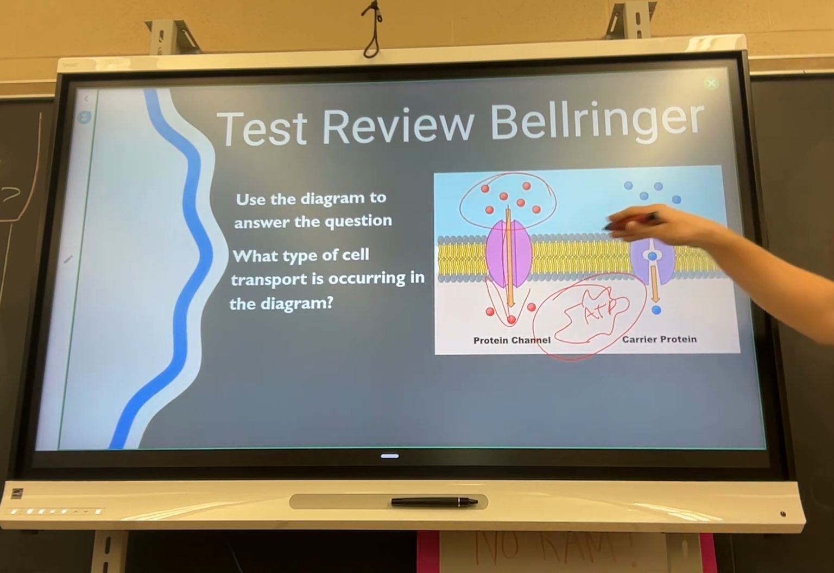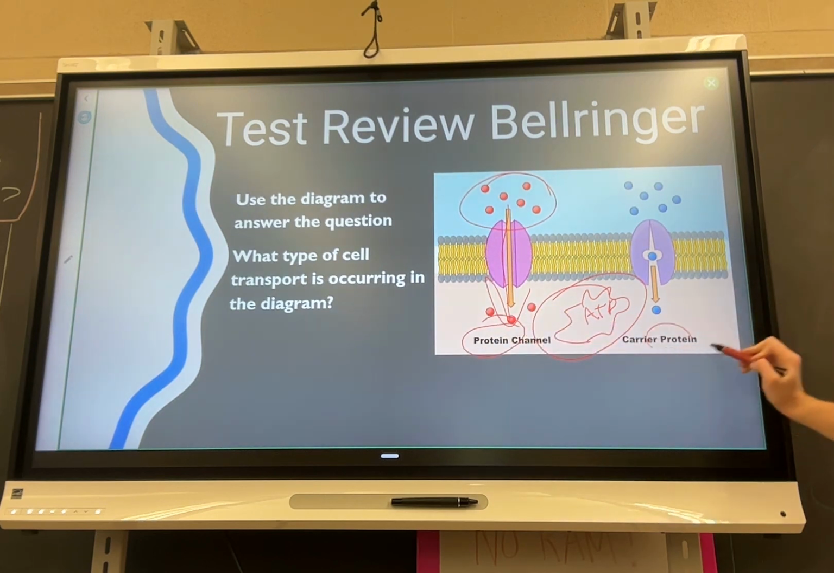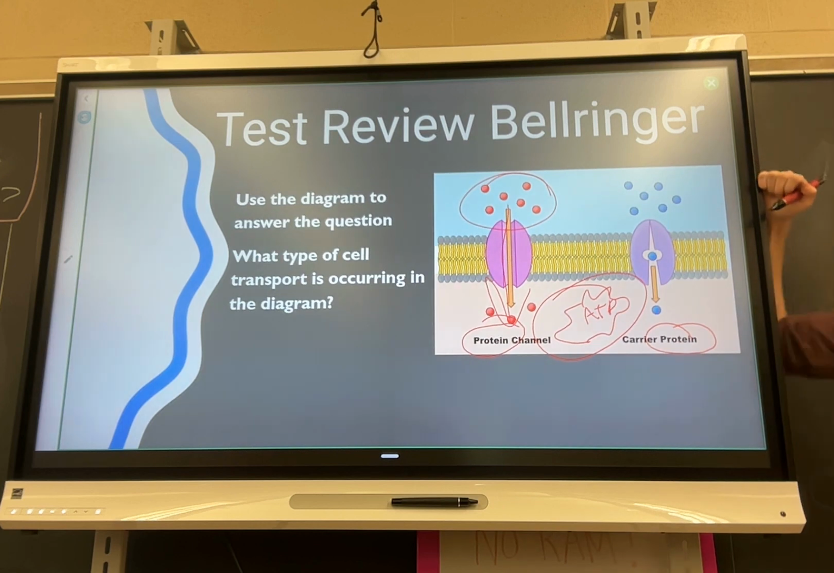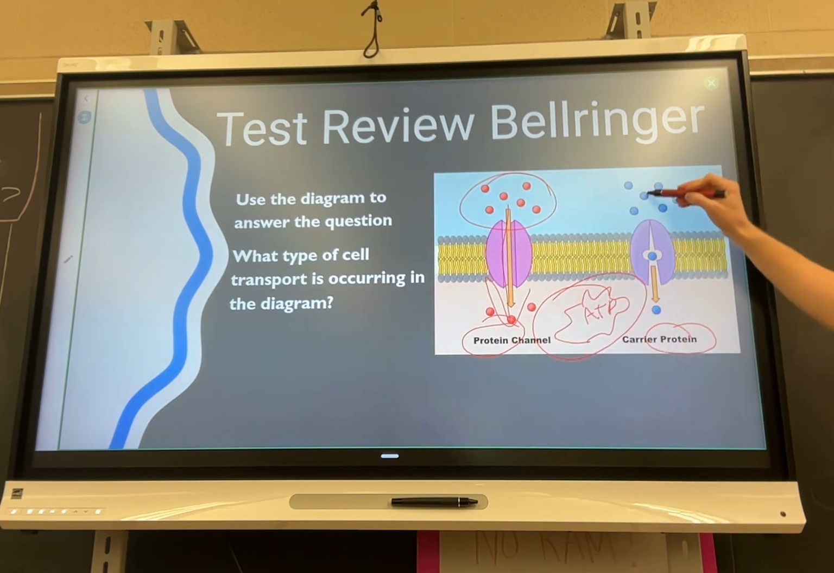What are these purple things? The proteins. Yes, you can see protein channel, carrier protein. These are proteins. So this automatically rules out that it is normal diffusion. So this is facilitated diffusion because, as Noah was saying, the particles are facilitated. They are helped out by these proteins. So yes, this type of transport is facilitated diffusion.